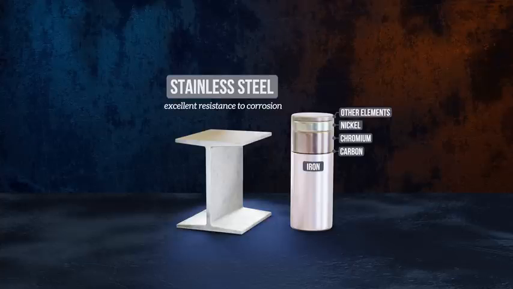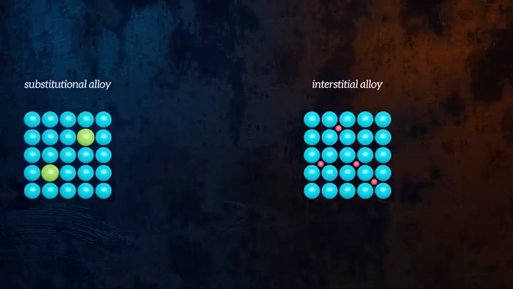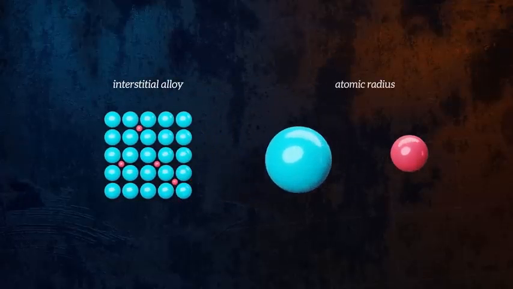Alloys are created by melting the base metal and various alloying elements together. They can either be substitutional or interstitial, depending on the relative size of the atoms. Steel is an interstitial alloy because the atomic radius of carbon is much smaller than the atomic radius of iron.